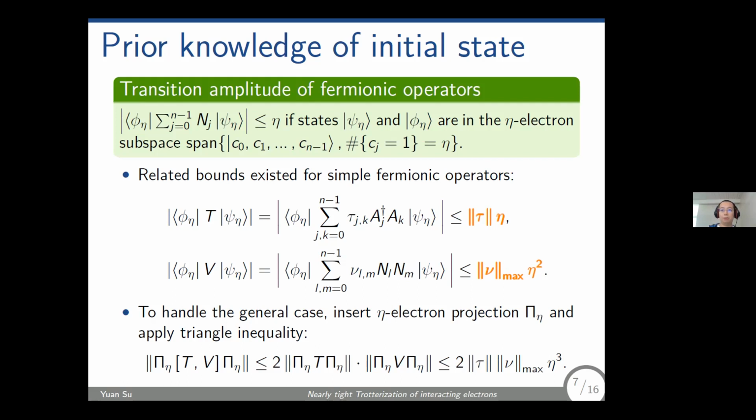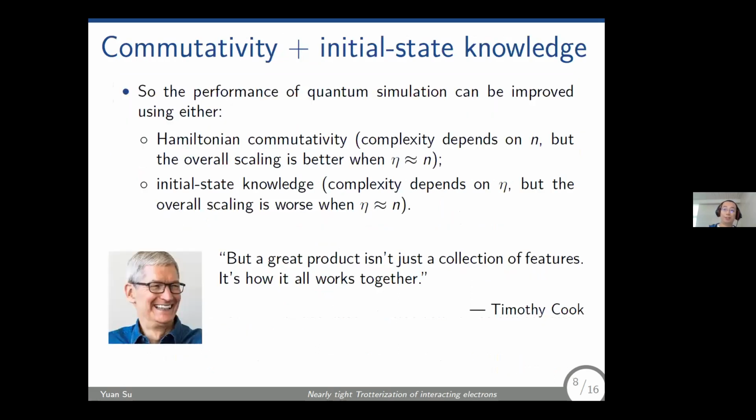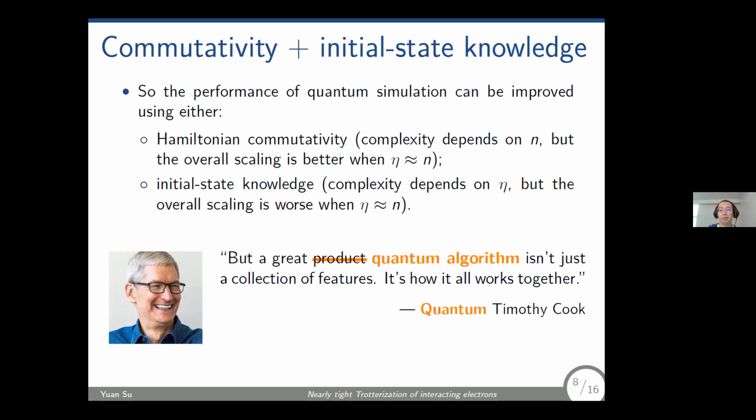Okay, great. So now we know that the performance of quantum simulation can be improved using either the commutativity of the Hamiltonian or the knowledge about the initial state. But perhaps this is not the final goal that we want to achieve, because at least in the classical world, when people talk about product development, they are not satisfied with a product that is just a collection of features, but they really want those features to interact with each other to make something better. So here's also a quantum generalization of this philosophy.